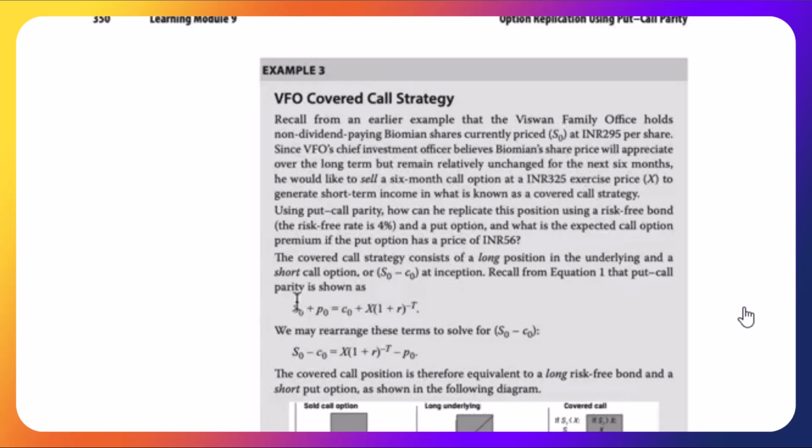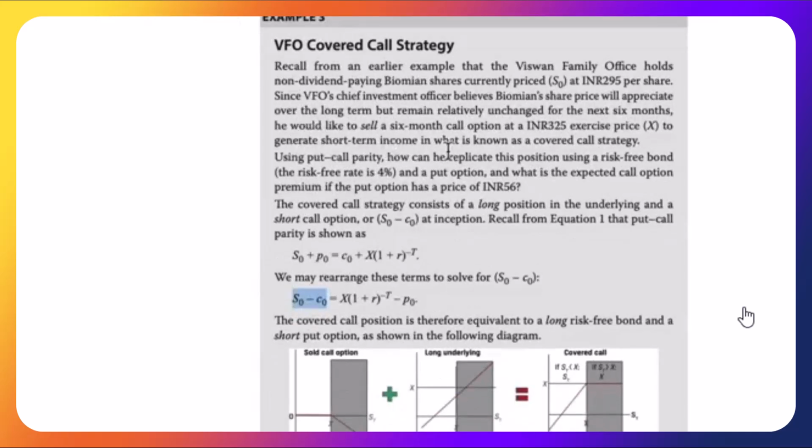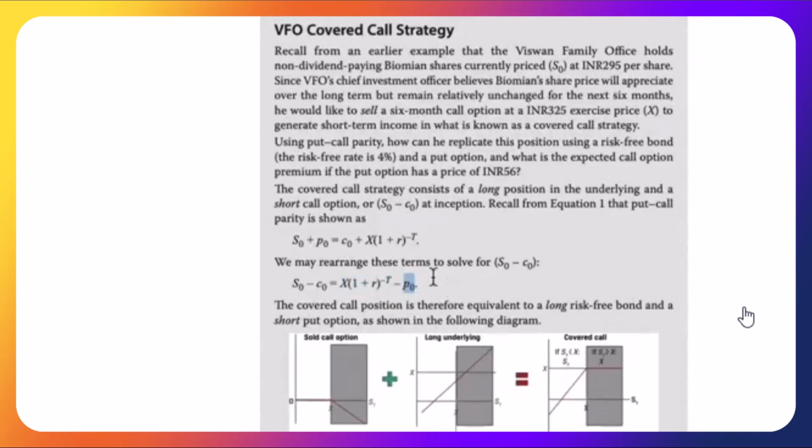So if you think about it in terms of the equation down here, there it is right there, S0 minus C0 is what we'd like to get. Using put-call parity, how can you replicate this position using a risk-free bond and a put option? And what is the expected call option premium if the put option has a price of 56? Well, we can use put-call parity for all of that. To get it into this form here, we just subtract C0 from both sides, and then we subtract P0 from both sides. You will have, there is the present value of the strike price, you're long the risk-free bond, and you've sold a put. And to solve for C0, well, we know what S0 is.